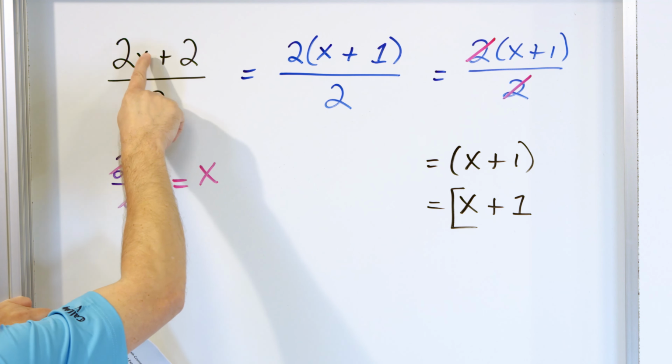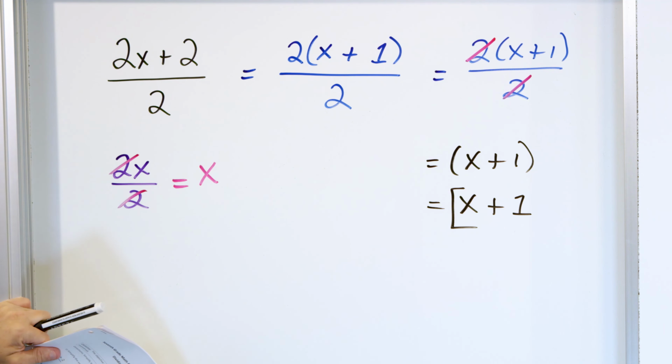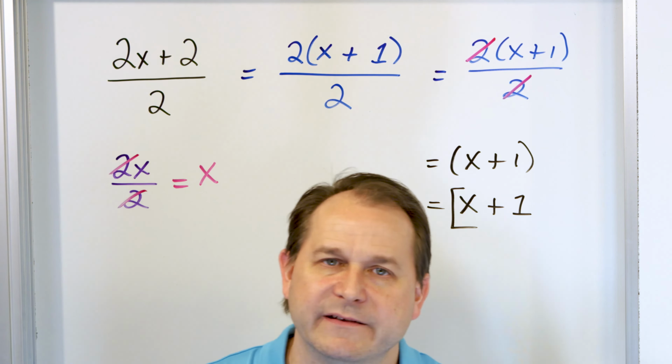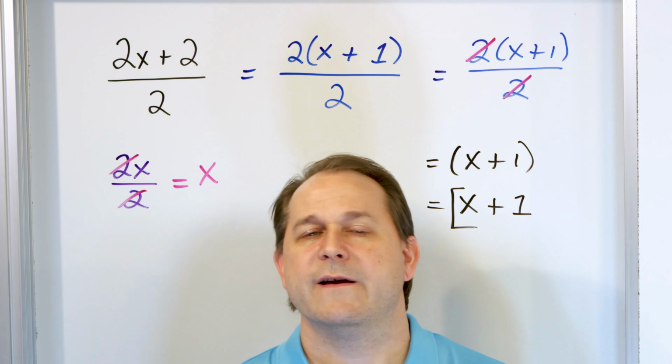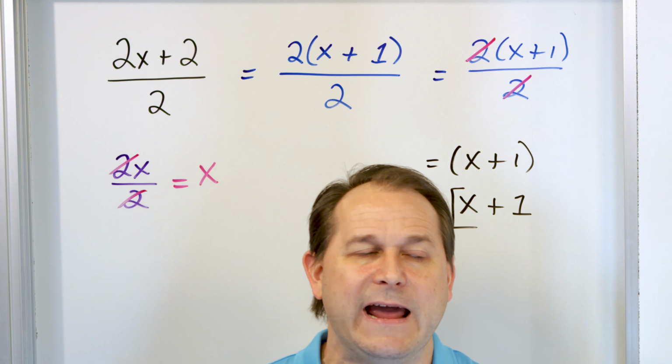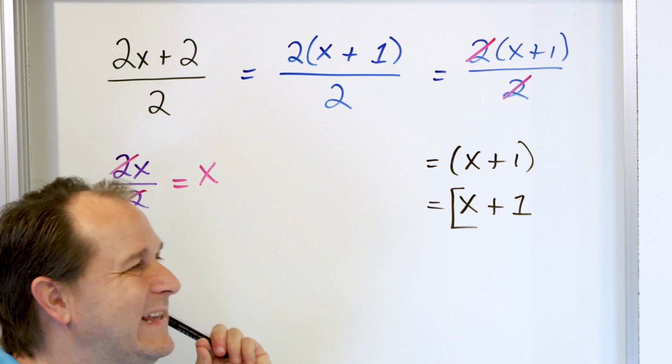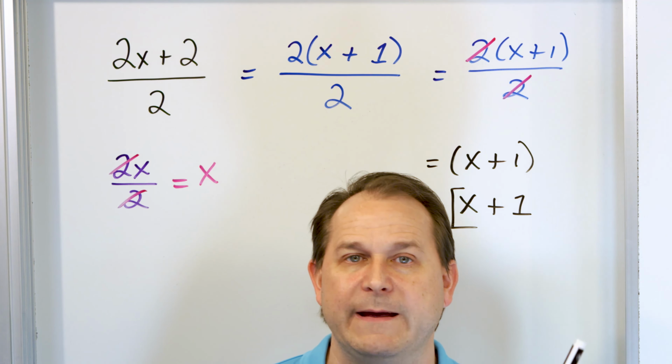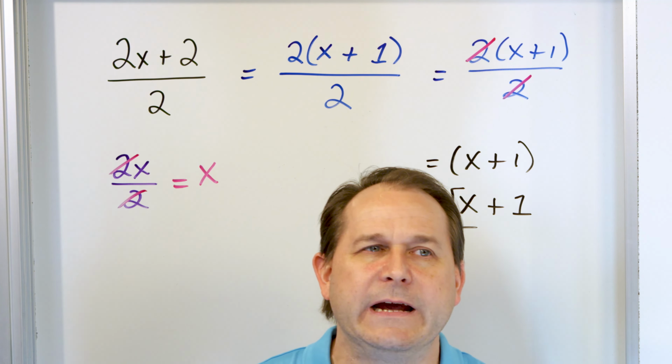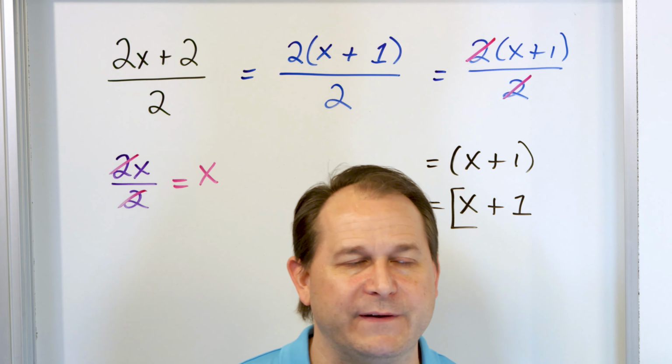If I put a 3 in here, 6 plus 2 is 8, 8 divided by 2 is 4. 3 plus 1 is 4. If I put negative numbers in, positive numbers in, decimals in, if I put whatever I want in for x and calculate using this or using this, I get the same thing. They are the same thing. Now you can start to see why we spend so much time simplifying things.